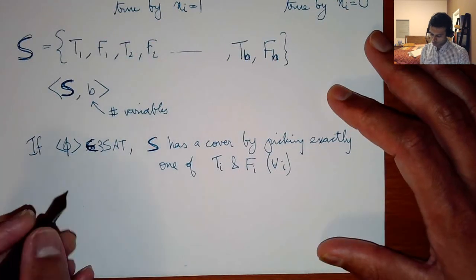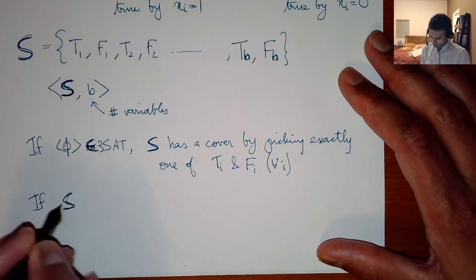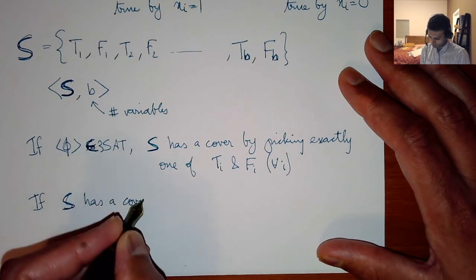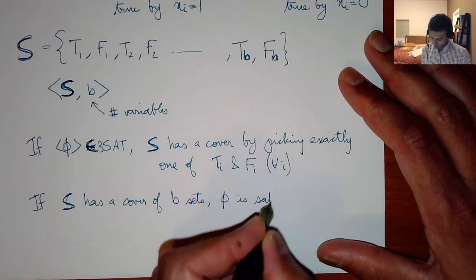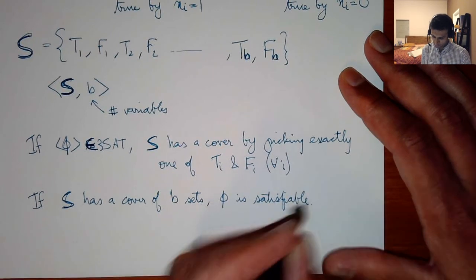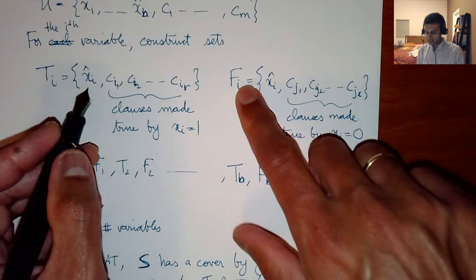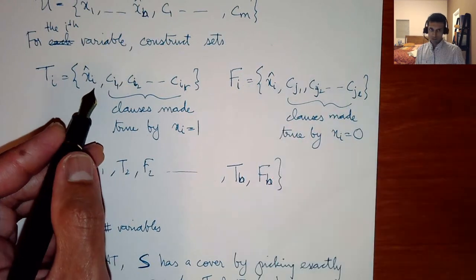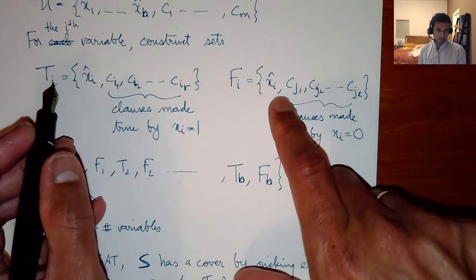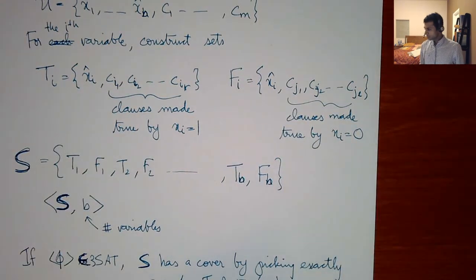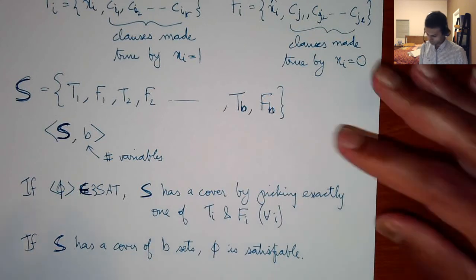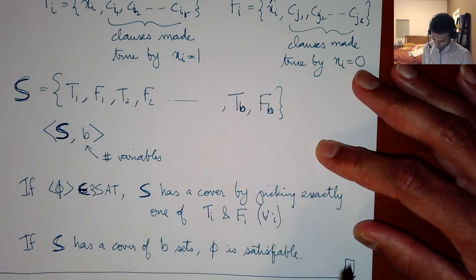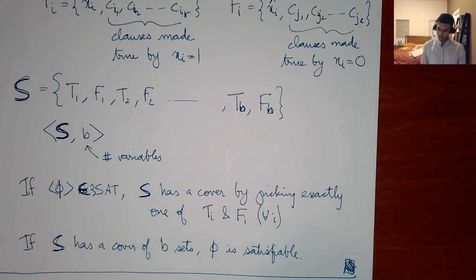And you can also argue the converse. You can say that if F has a cover of B sets, then phi is satisfiable. And that again you argue because there's this element xi hat, and if there's a cover, the cover has to pick either Ti or Fi or both of them. But if it picked both of them, then it would end up with too many sets in the end. And so again, you can make this argument. And that proves that set cover is NP-complete.